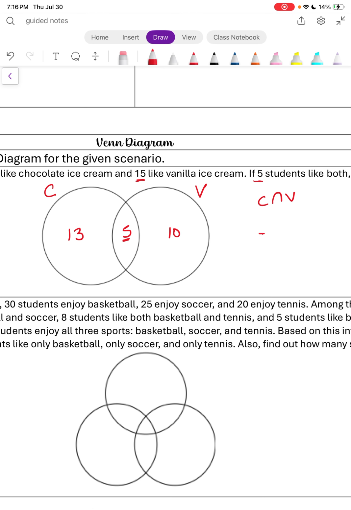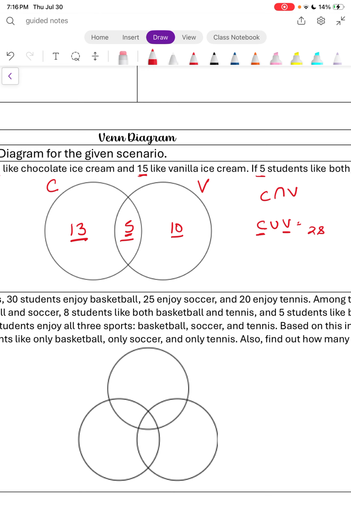By the way, those 3 values, we call the union of those sets. The union would be all the values that are in either set C or V or both. So the total union there would be 28 people. Let's go ahead and write that down. So 28 people. The intersection had 5 people in it.